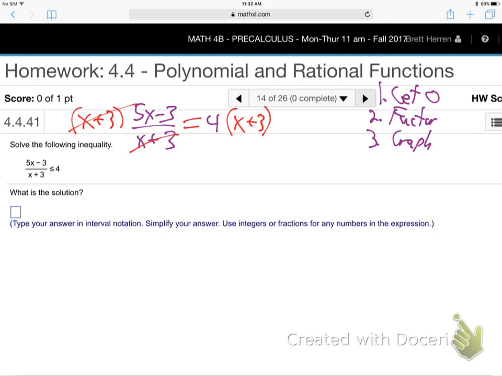When you see the greater than, less than, you go, oh, it's one of those where I've got to get the 0, factor, and make the graph thing. That's the unique mark. A lot of people don't notice that, because if that was equals, you would totally just multiply x plus 3 on both sides, right?